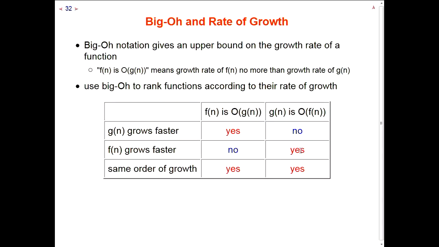Now, this big O gives an upper bound on the growth rate of a function, as I've said. So when we say f of n is O of g of n, then that means the growth rate, yes?